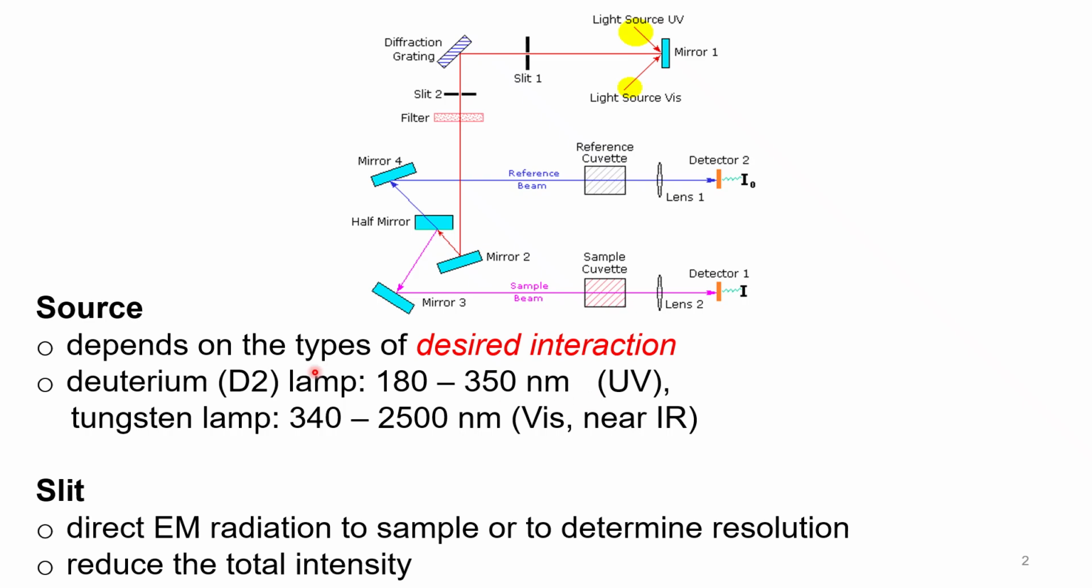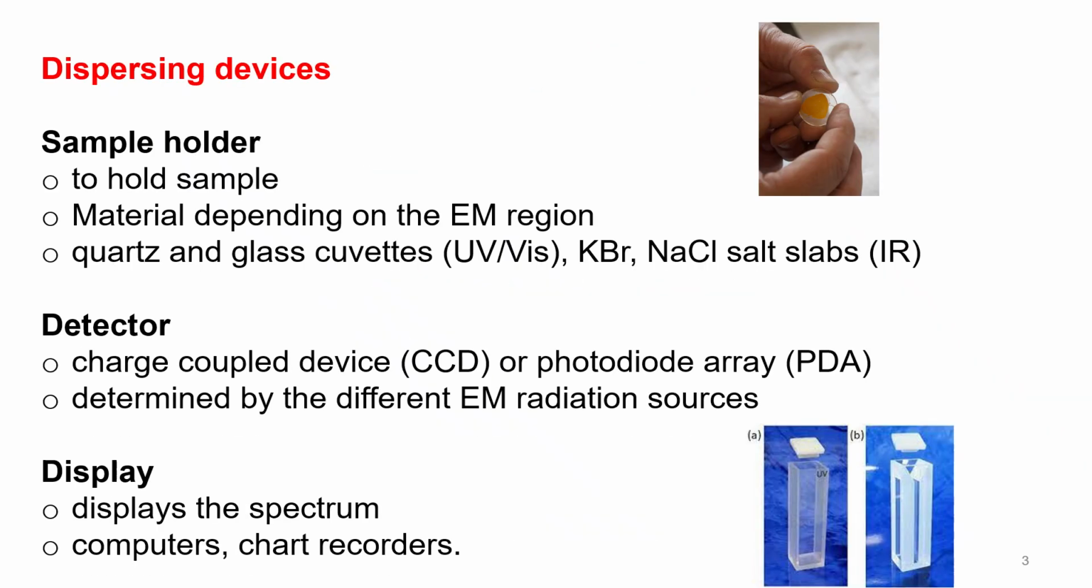sample. In addition to the light source, there are also some slits present in the spectrometer. The slit is used to reduce the intensity of the light, or we say that the slit is used to control the intensity of the light. Following the slit, then we have the sample holder, the dispersing devices, the detector, and the display which presents the outcome as a form of spectrum.